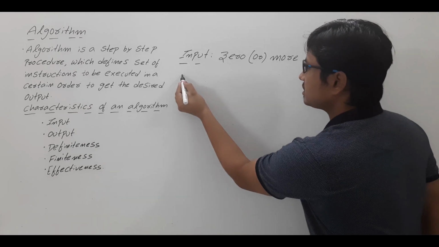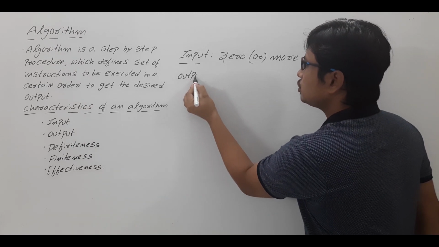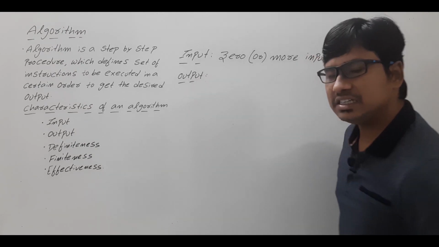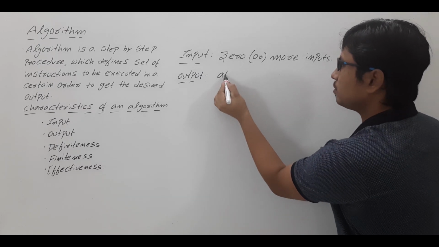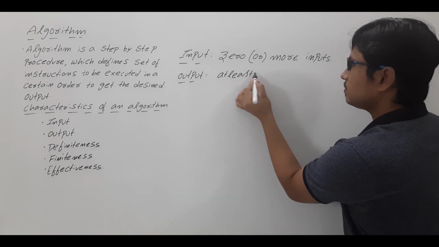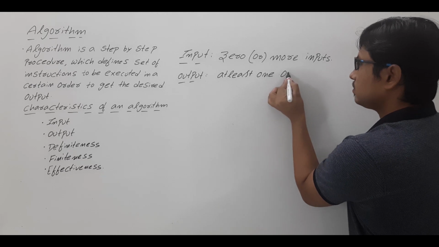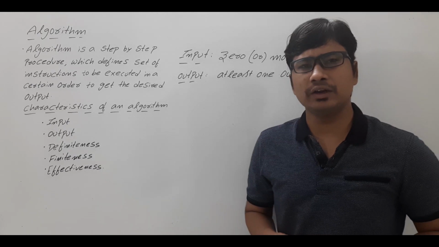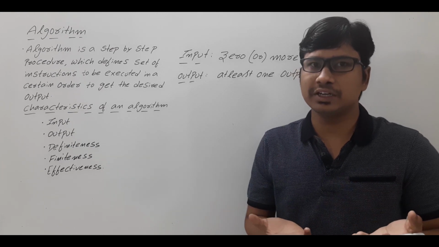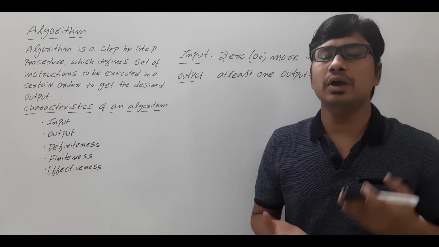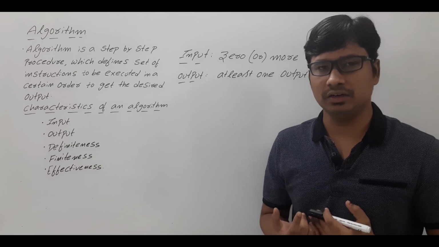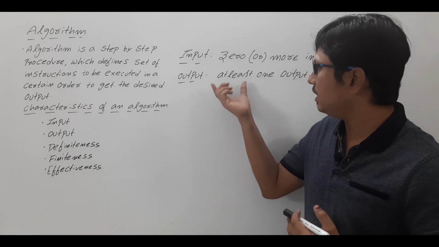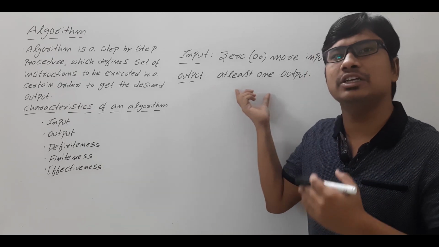Now the output: every algorithm should produce an output. At least it should produce one output. Why should it produce at least one output? If it does not produce any output, then you will not know whether your algorithm is right or wrong. Am I right or wrong? So any algorithm should produce at least one output.